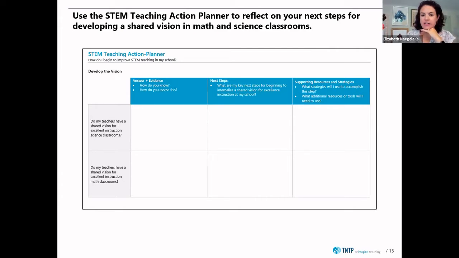And this, like I said, is a document that we'll use to jot down notes today and on Thursday. On page 1, the table looks like this. It shows the section for develop a vision. It has 3 columns to think about these 2 guiding questions here: Do teachers have a shared vision for science instruction? Do teachers have a shared vision for excellent instruction in math? And then, how do you know, what are your next steps, and what resources or strategies might you want to incorporate to move closer towards a shared vision for math and science?